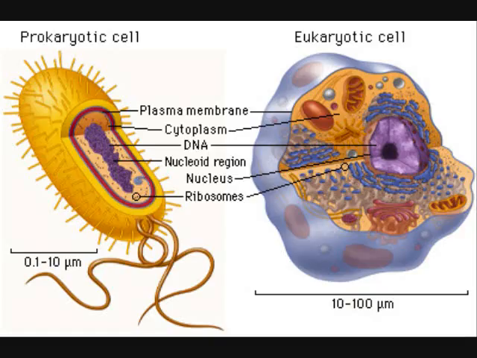In this diagram, we will be examining a prokaryotic versus eukaryotic cell. They both share a plasma membrane, cytoplasm, DNA, and ribosomes. But a eukaryotic cell has a nucleus, and a prokaryotic cell has a nucleated region. But in the same topic of comparisons, prokaryotic cells are much smaller than eukaryotic cells.